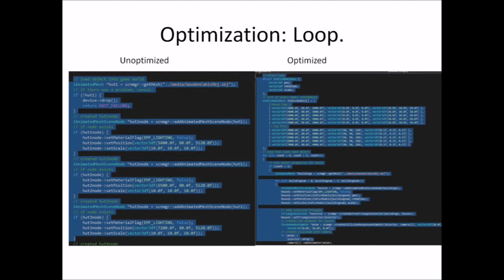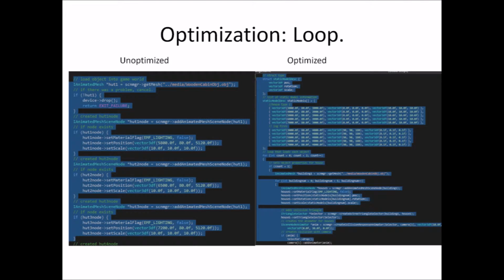So in these two screenshots you can see on the left, this is the unoptimized version. This has one Irrlicht animated mesh which loads in the object and then has several nodes which produce each of the objects that you see in the scene. Now in the optimized version I used a structure type and then loaded that into an array and filled it, so each one would have a position, rotation and scale.